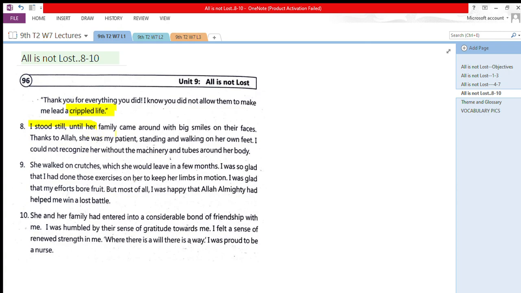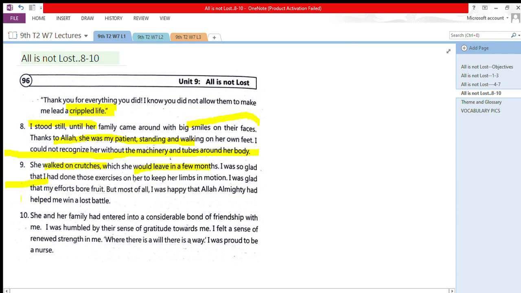I stood still until her family came around with big smiles on their faces. Thanks to Allah, she was my patient, standing and walking on her own feet. I could not recognize her without the machinery and tubes around her body. When Rahila left her in that ICU, she was fully covered with tubes and machinery. But now the bed was empty, and she was standing next to her. And she walked on crutches. I have shown you the pictures of crutches which she would leave in a few months, and she is quite hopeful that after a few months she would be able to walk without the crutches.